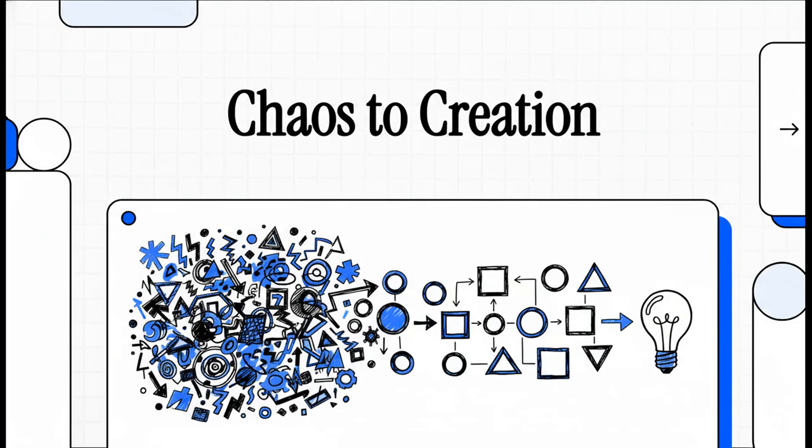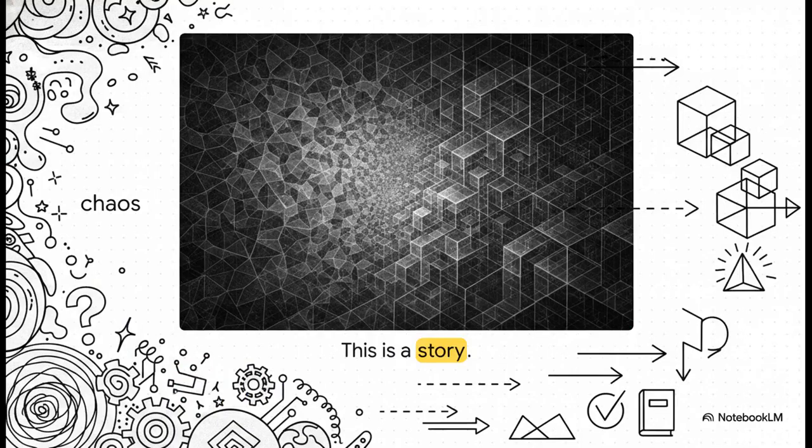All right, today we're going to do something a little different. We're going on a visual journey to break down one single, really powerful image. We're going to see how it tells the entire story of the creative process, from that messy, chaotic start of an idea all the way to the clarity of a finished creation. Let's dive in. So here it is.